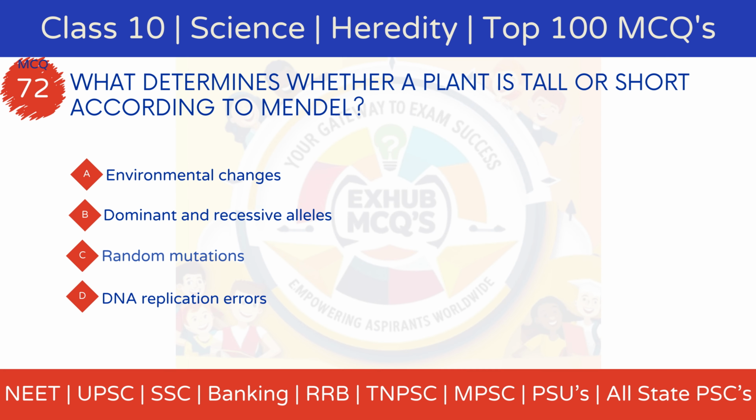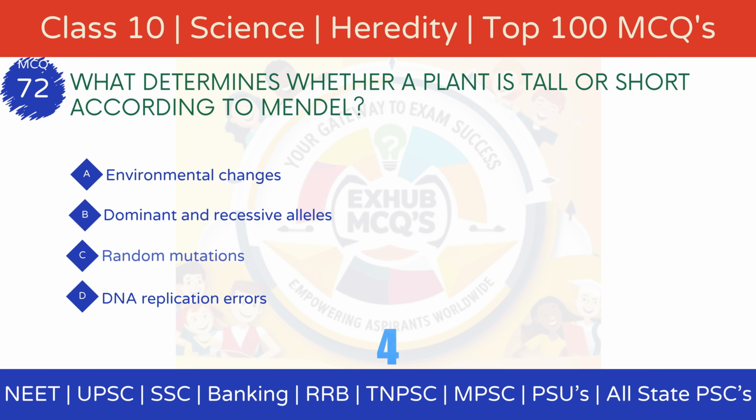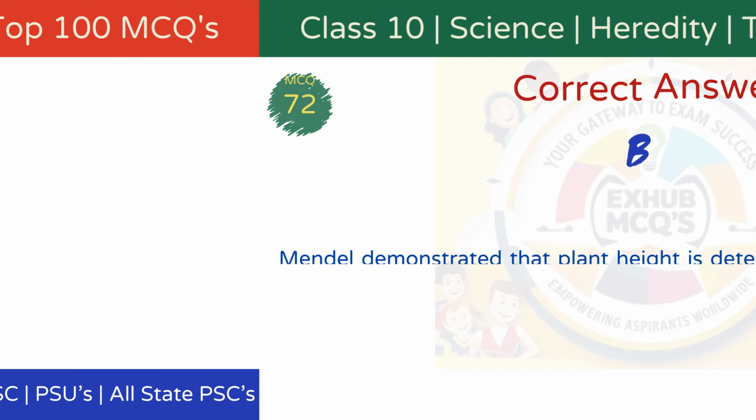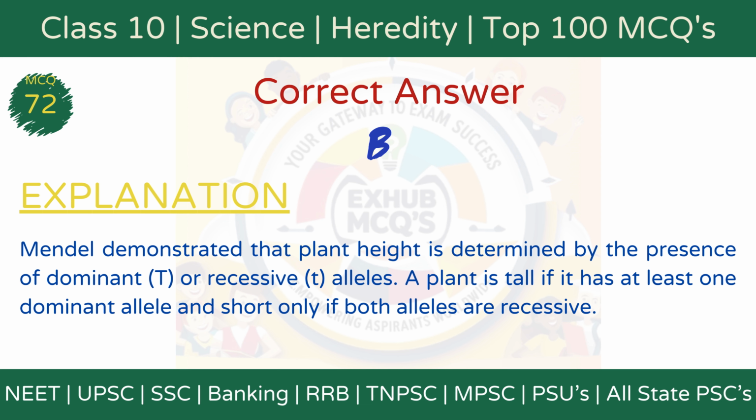MCQ 72. What determines whether a plant is tall or short according to Mendel? Option A, environmental changes. Option B, dominant and recessive alleles. Option C, random mutations. Option D, DNA replication errors. The correct answer is option B, dominant and recessive alleles.